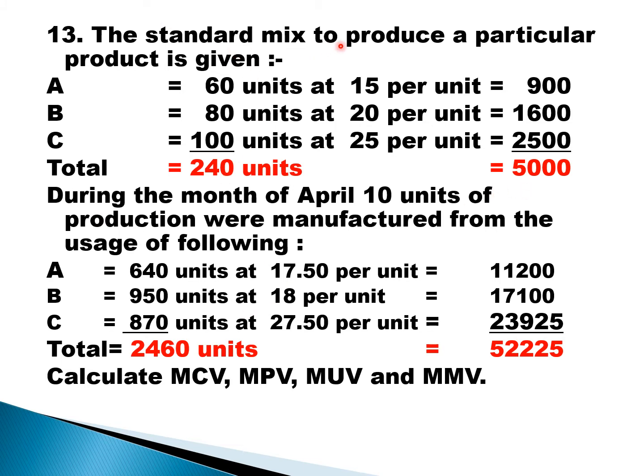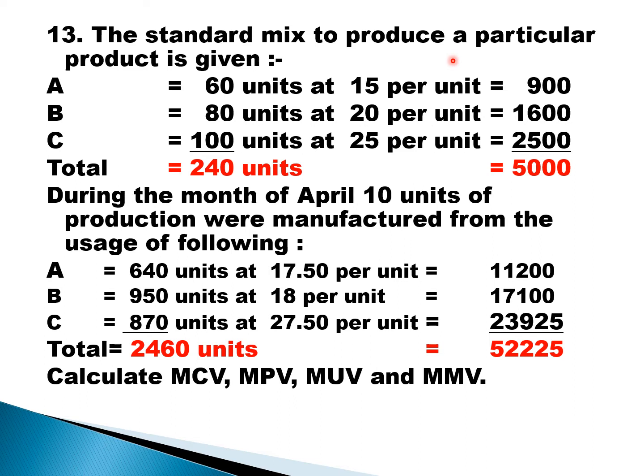The standard mix to produce a particular product is given below. So it's called standard information, not actual information. It's called standard information to produce a particular product. That is, to produce one product, you require three materials: material A, material B, material C.